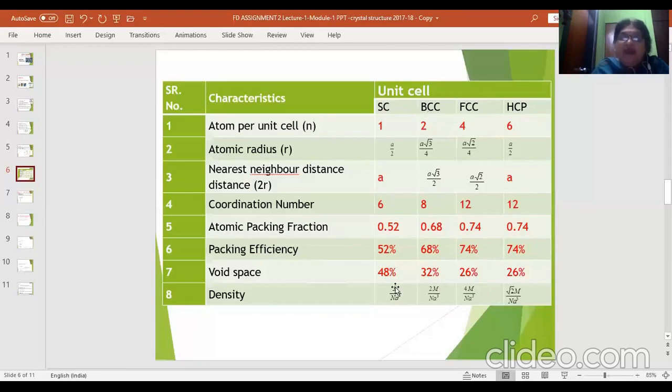And density, which we will be deriving soon, right now you have to take it as it is. So this will be the density one. How do you derive it? The derivation is going to be discussed in the next slide.